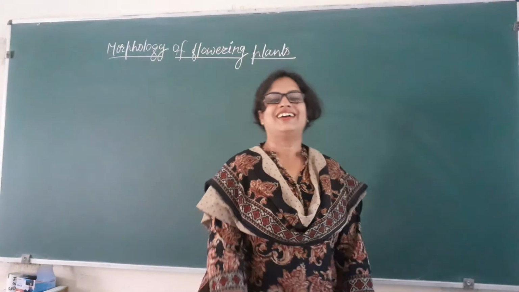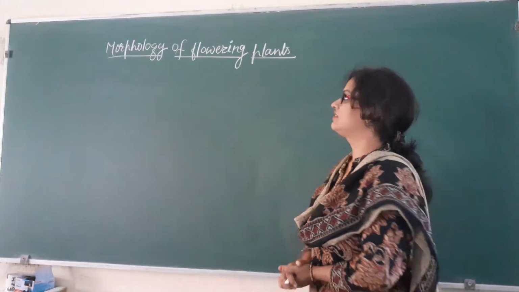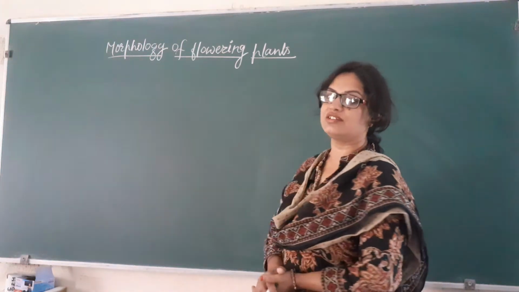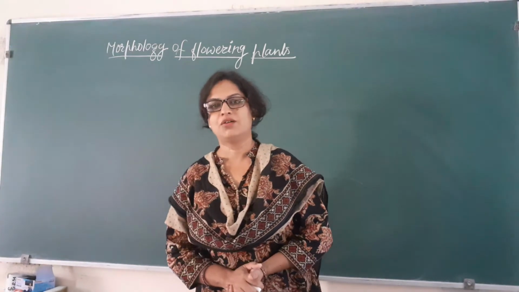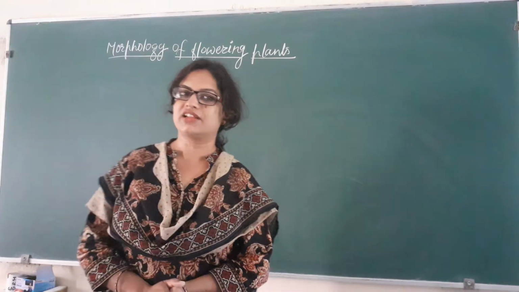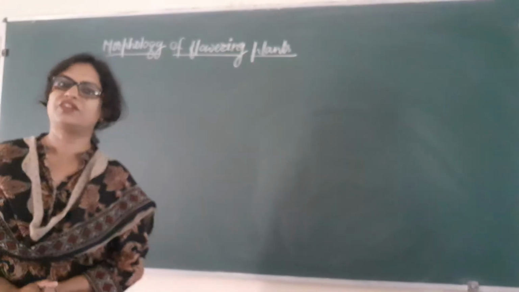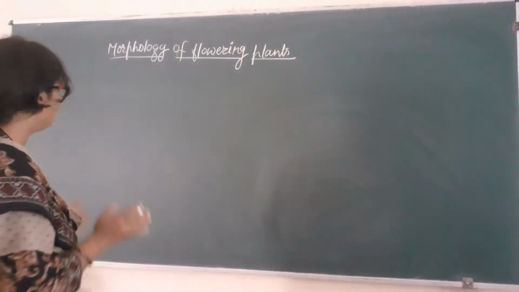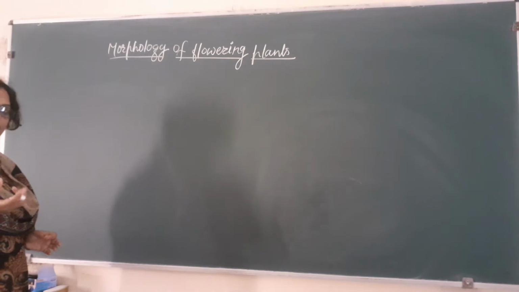Hello. In this part, I will discuss the morphology of flowering plants. At first, I will discuss morphology. What is morphology? The word morphology is derived from two words, morphos and logos, where morphos means external form feature and logos means to study. Hence, to study the external form feature of flowering plants is called morphology. In morphology, I will discuss different parts of a plant, morphological features, leaves, stem, flowers, fruits, etc.